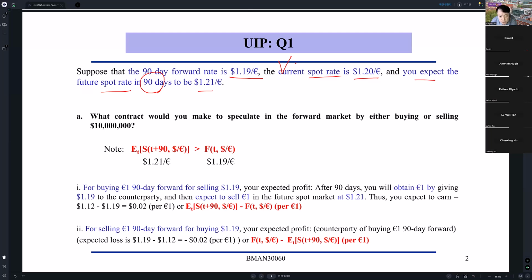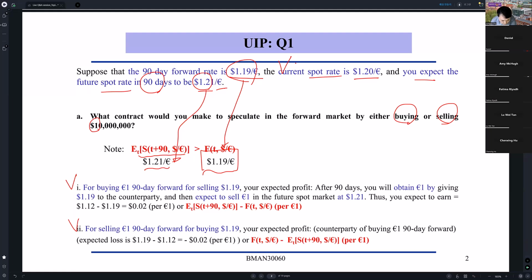So question A, what contract would you make to speculate in the forward market by either buying or selling $10 million? So are you going to buy $10 million forward, or are you going to sell $10 million forward? Given this information, the future exchange rate expectation of $1.21 per euro, and the forward rate, what would you do? Basically, one of these two. You can buy €1 forward, or you can sell €1 forward, for example.